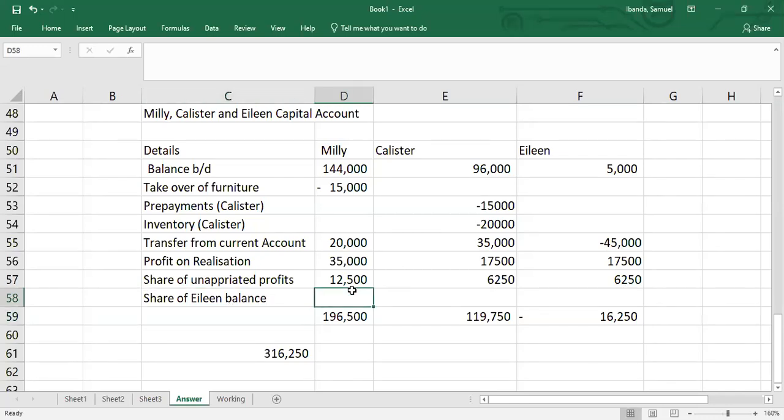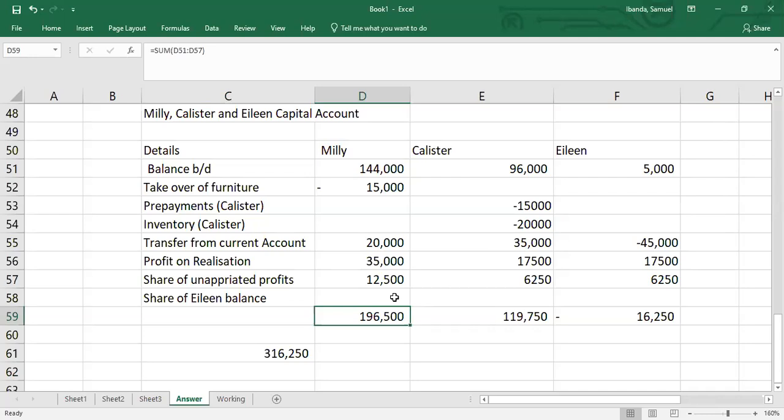Okay, so it's saying if it comes to Millie, Millie's share will be 19,650 divided by 39,400 times 16,250. Okay, thank you. This one would be the same thing: 19,750 divided by 39,400 times 16,250.